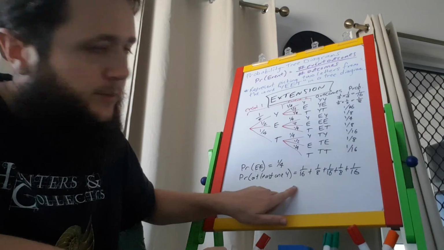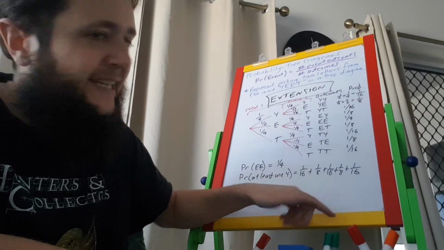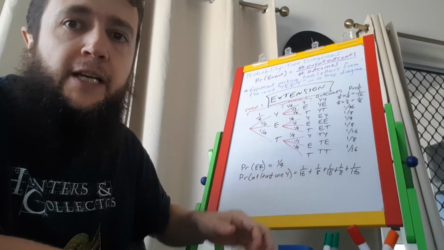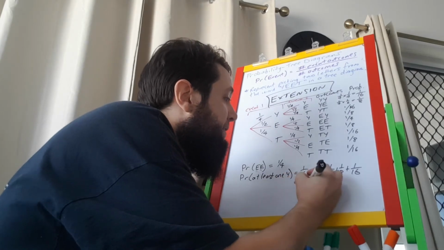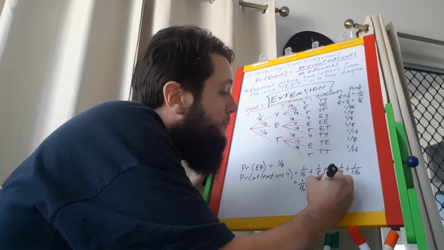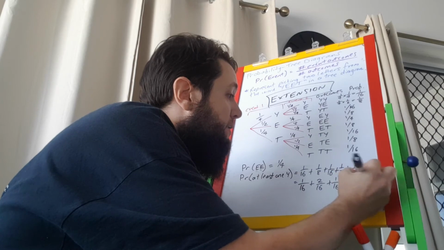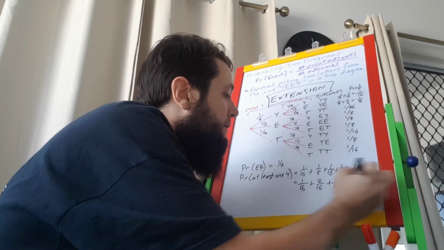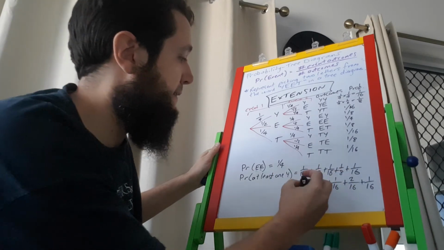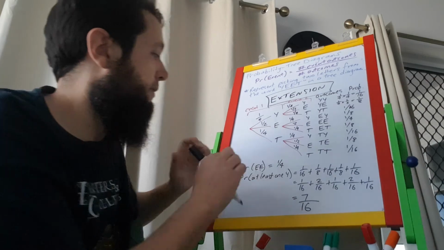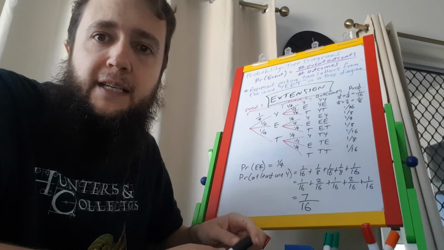You need to change it to have a common denominator before I can merge all that together. The lowest common multiple of 8 and 16 is just 16. So I'm going to change everything to be over 16 before I put them together. So 1/8 is 2/16, multiply top and bottom by 2, plus 1/16, plus 2/16, plus 1/16, and that gives us 3, 4, 5, 6, 7 out of 16. So the probability of picking at least one Y will be 7 out of 16.